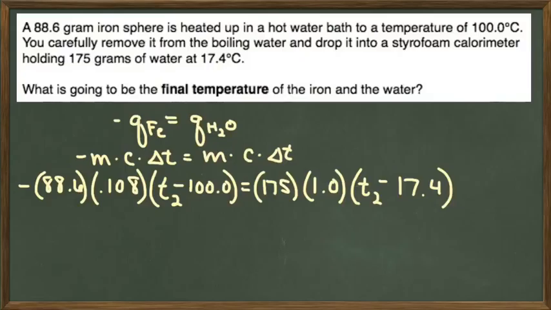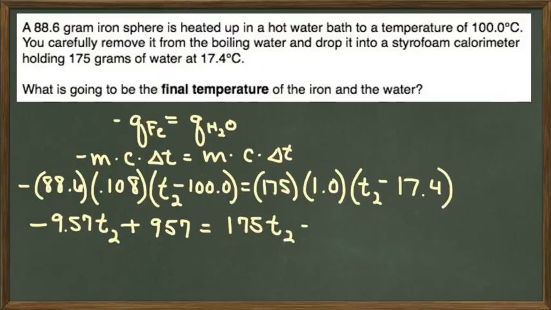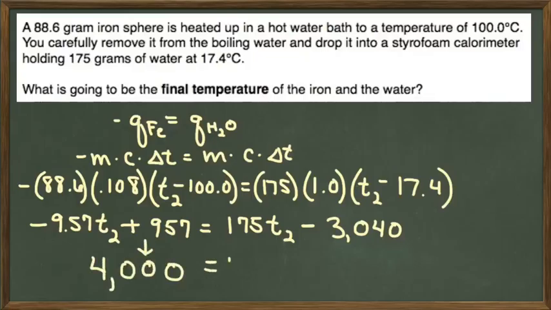This is a fairly simple algebraic equation to solve for T2. I go ahead and distribute across my binomial on the left side with the iron, and then again on the right side with the water. We'll use some algebraic principles, consolidate the constant terms, and then consolidate the variable terms. I'm using a little arrow to indicate where the significant figure is in the 4000, for example, so that I don't put this in scientific notation. I just find it easier to do it that way.